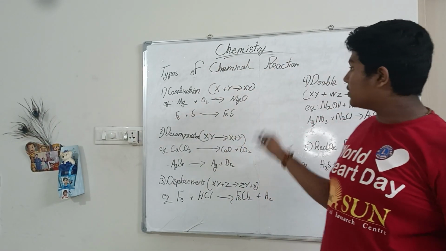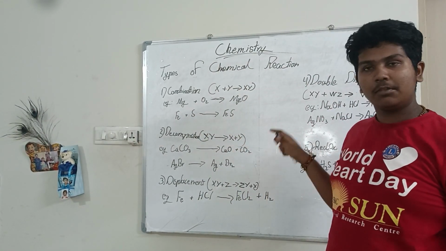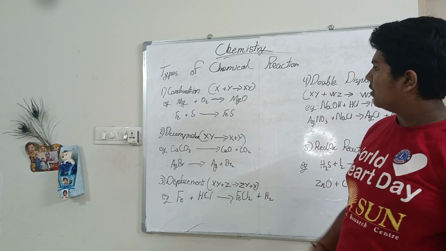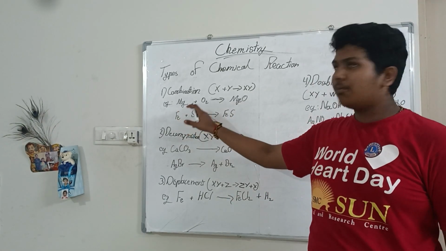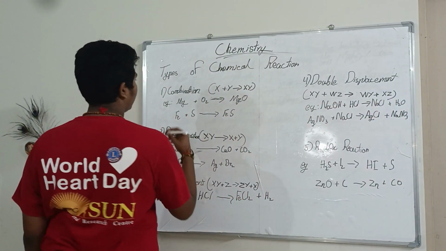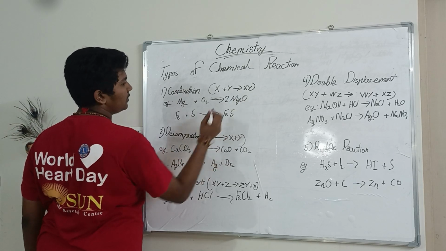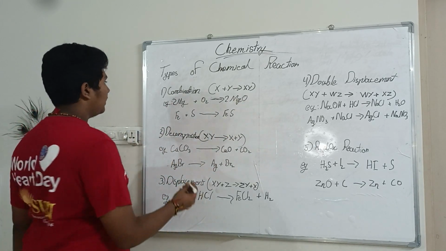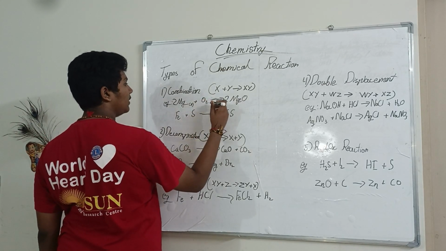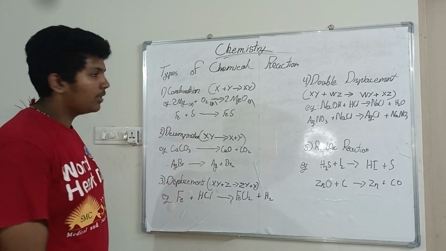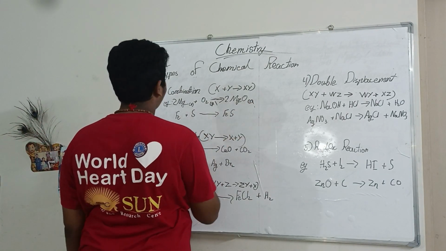Let's go with examples. So here Mg plus O2 gives MgO, right? But is it balanced? No, right? Here one, here one, here two. So what should we do? Just balance it. Right here 2 Mg. So this is equal, but here also has to be equal. So 2 MgO. Now what are the states? Here will be solid, gas, and solid. Right? Now this is a combination reaction.